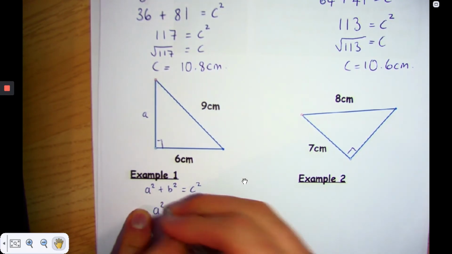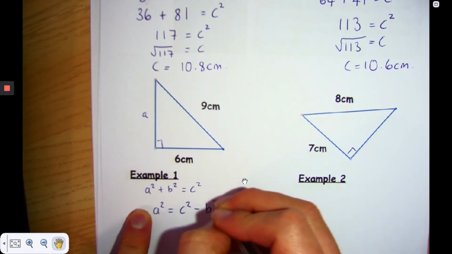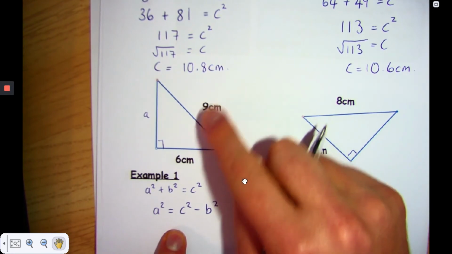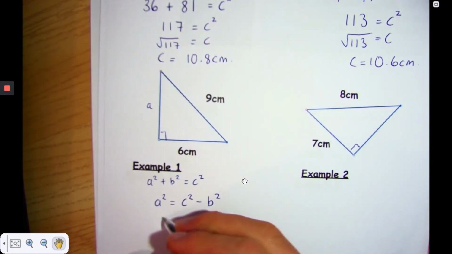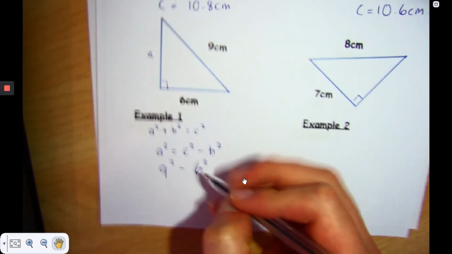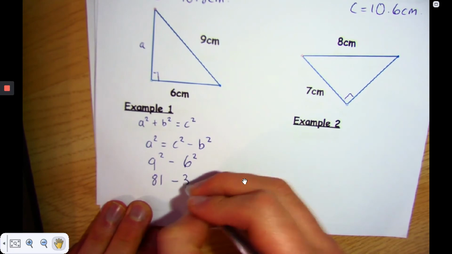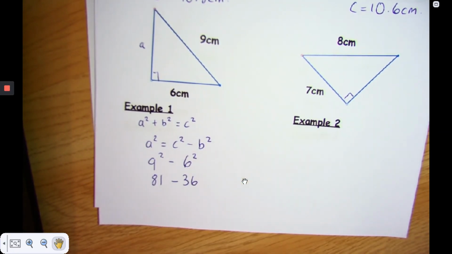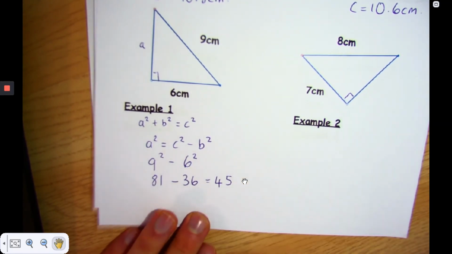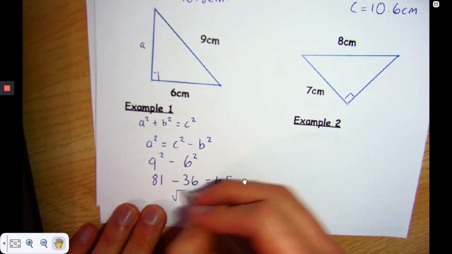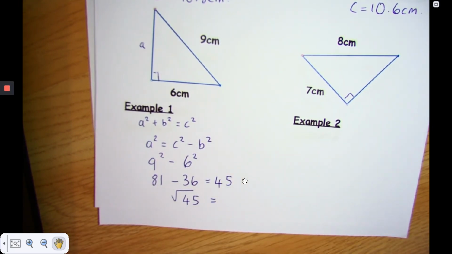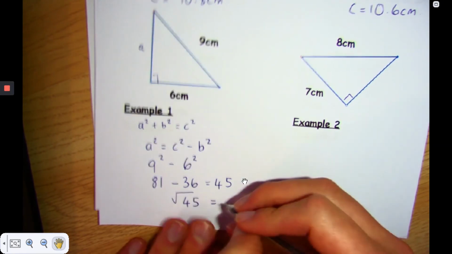So what we're going to do is 9 squared take away 6 squared this time. So 9 squared take away 6 squared. So we've got 81 take away 36, and 81 take away 36 is 45. And we still need to work out the square root. So the square root of 45 is 6.7 centimeters. So 6.7 centimeters.